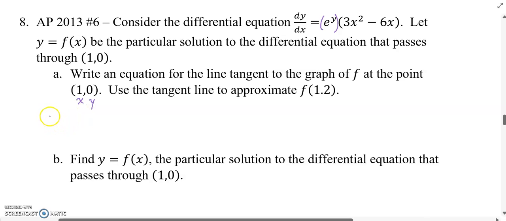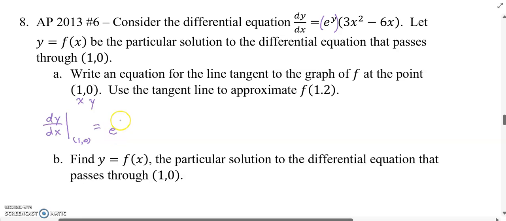We need a slope. Well, we know how to find the slope because the slope is given to be dy/dx. That's what derivatives are. But we're going to evaluate that at the point (1, 0). Right? So don't forget that dy/dx is the instantaneous rate of change of y over the instantaneous change in x. This is the slope of the tangent line. That's what dy/dx represents graphically. So it's very easy to evaluate that because they give us a formula for that.